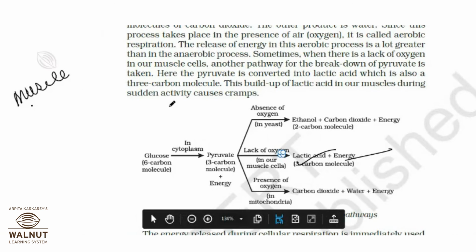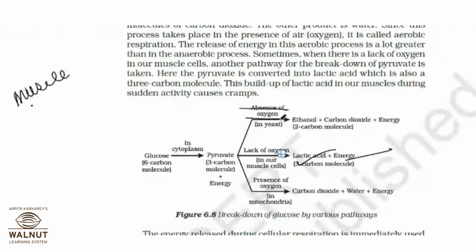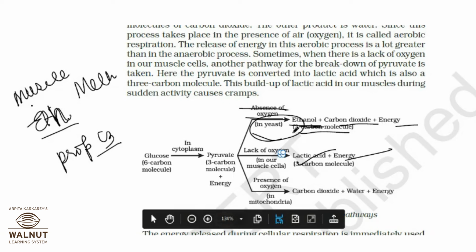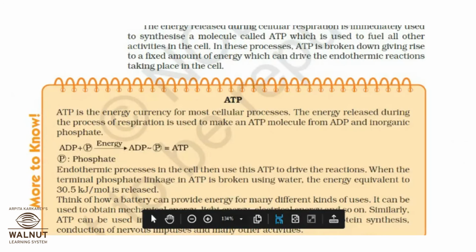In the absence of oxygen in yeast, it is fermentation. There is release of ethanol. Ethanol is a two carbon molecule. We have already discussed this under carbon and its compounds: if the root word is eth, it is two; if it is meth, it is one; if it is prop, the number of carbons is C3. Then there is release of carbon dioxide plus energy. Energy is released in all the three cases; the only difference is the main product. Just keep those things in mind.